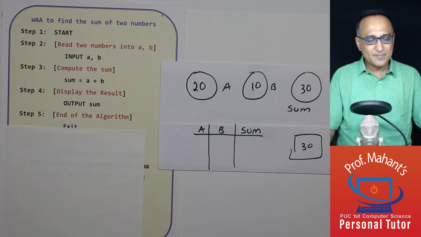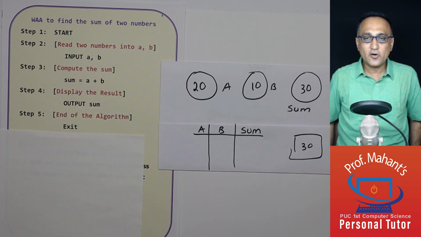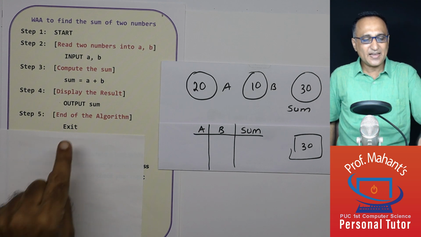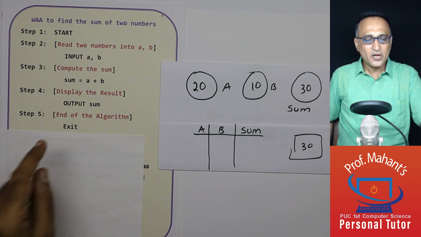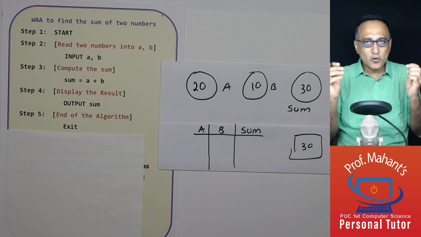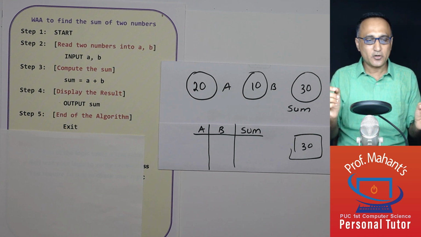And then finally step number 5, it is end of the algorithm, and I say end, I write it as exit. So here if you see, I have followed the basic rules for writing an algorithm. I have done it in a step-by-step manner.